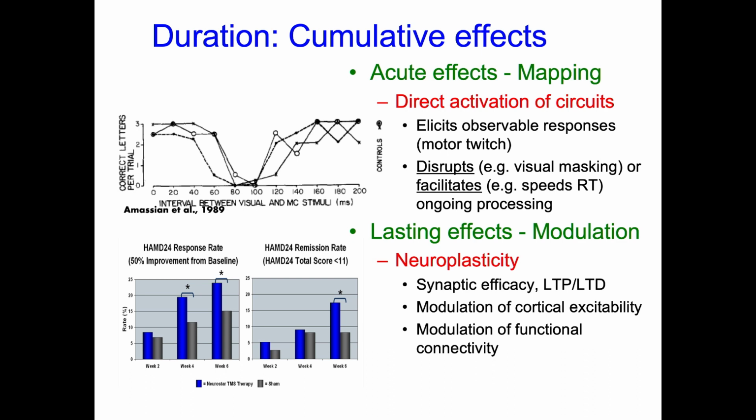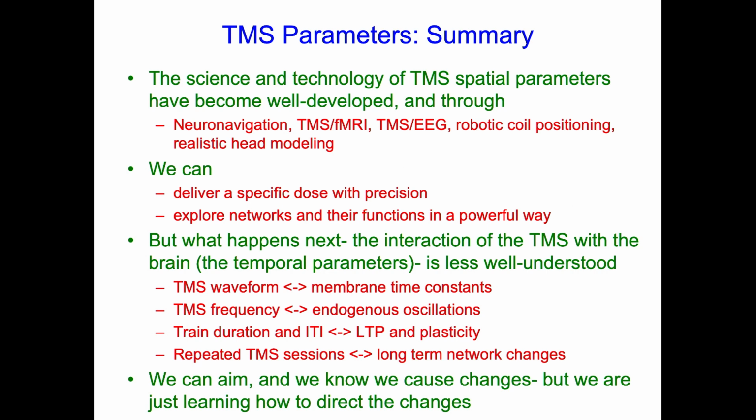So there are a number of temporal scales that TMS can act on, depending on what you do and how long you do it. There are all kinds of levels of cumulative effects that you can create. And this is our great hope for therapy, that we can create these long-lasting effects. Okay, so that's basically the parameters of TMS that we can manipulate. Through neuronavigation, brain imaging, robotic coil positioning, realistic head modeling and E-field modeling, we can deliver a very, very specific dose right into the brain, right where we want it to go.